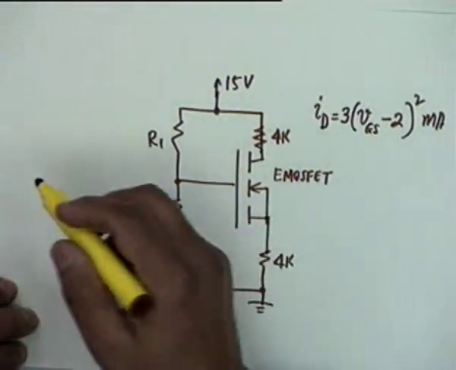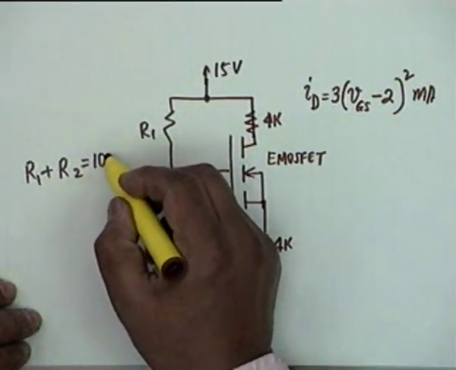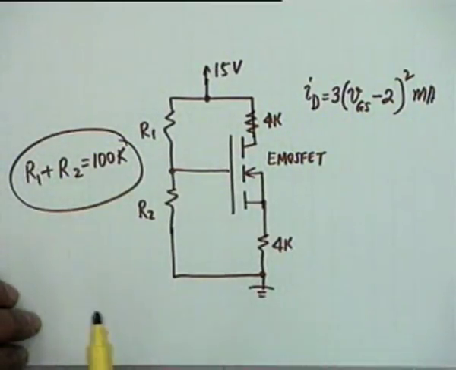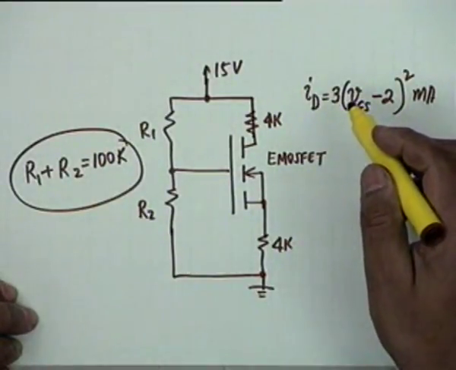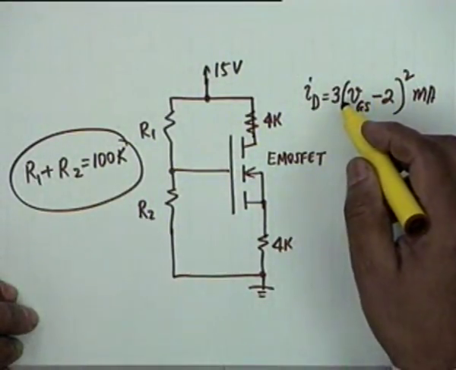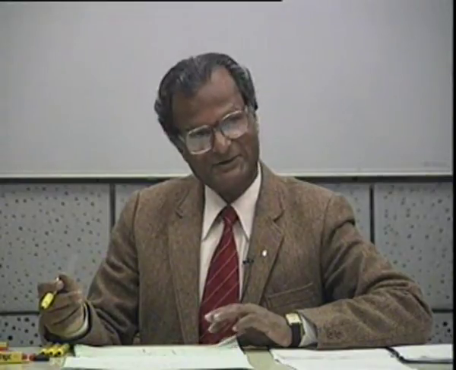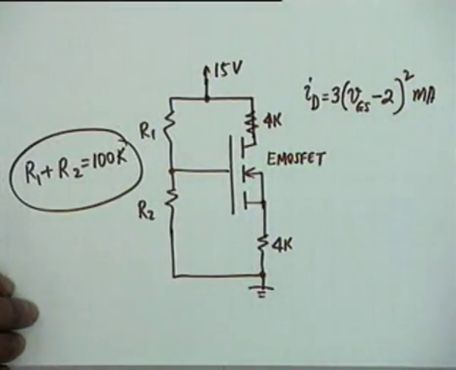It is also given that R1 plus R2 is equal to 100K. These are the two things that are given. That is K for the NMOS FET. You know the constant is given as K. K is 3 milliamperes. Is that correct? No. K is 3 milliamperes per volt squared. You must make the dimension correct. 3 milliampere per volt squared, and VT is given as 2.